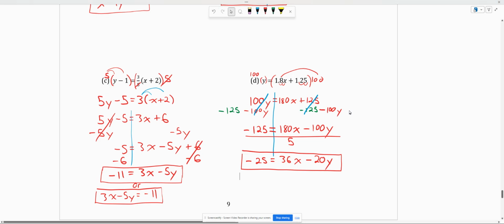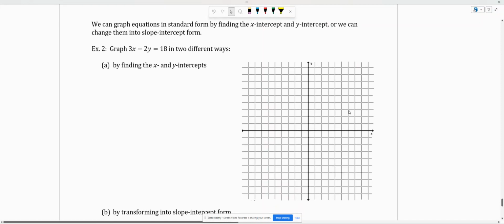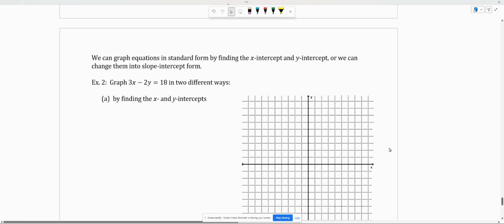Okay, let's flip the page and let's do one more question. It's a two-parter. So we can graph equations in standard form, and the best way to do that is using a strategy we learned a while ago, finding the x and y intercepts by substituting zeros. Or the other way is we can change that into our favorite, which is slope-intercept form. Okay, so let's give this a shot.